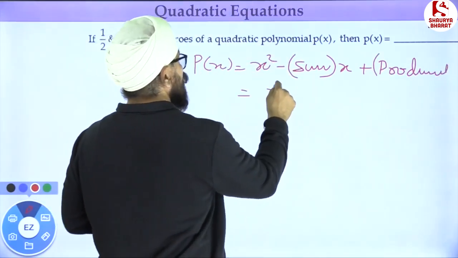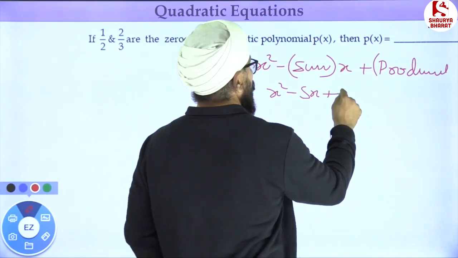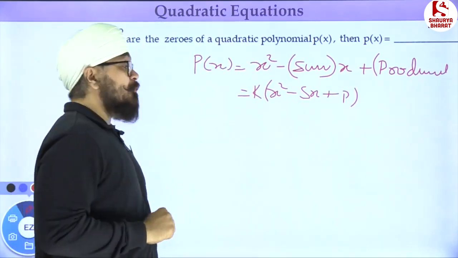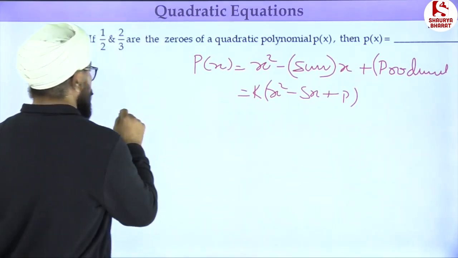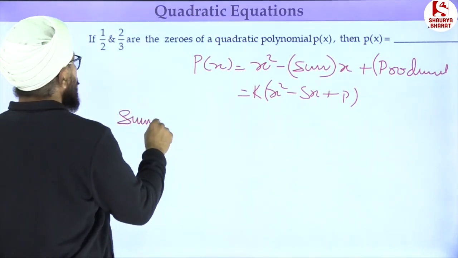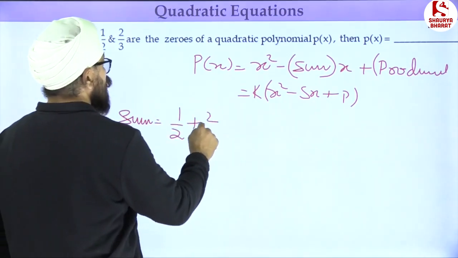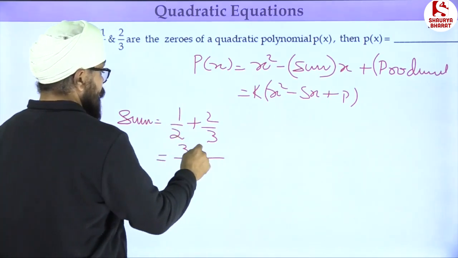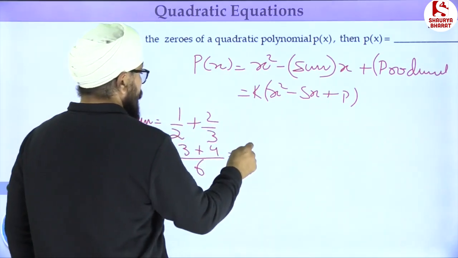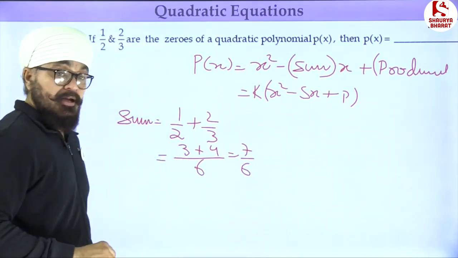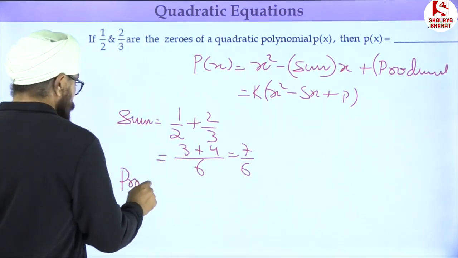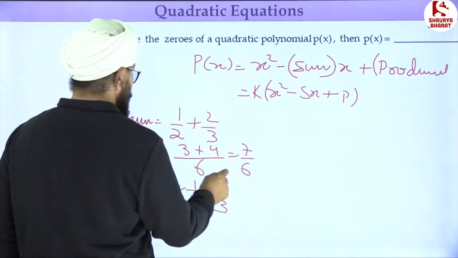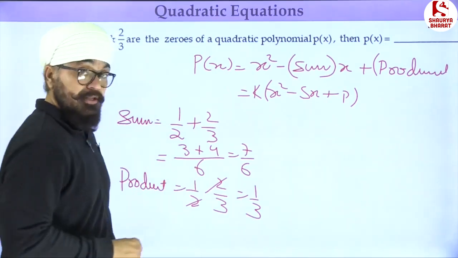That's what we have written. It was x square minus sx plus p. Now here one more thing I am going to put, k. Clear, that k we are going to take. Now if I go for the sum, it means 1 upon 2 plus 2 upon 3. That will give you 6, and this is 3 plus this is 2, 2 to the 4. It is coming out to be 7 upon 6. And if I say about the product, it means 1 upon 2 and 2 upon 3. On cancellation we can see that it is coming 1 upon 3.